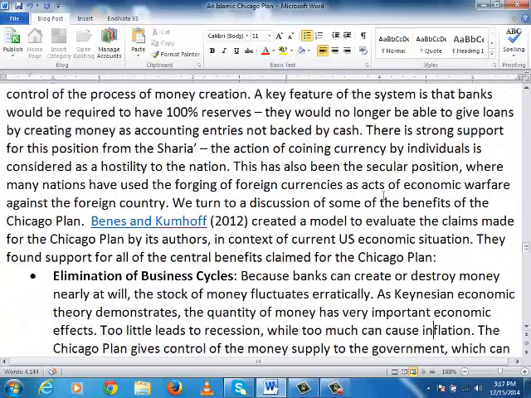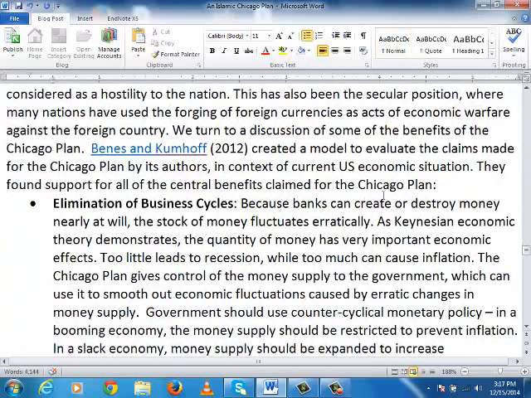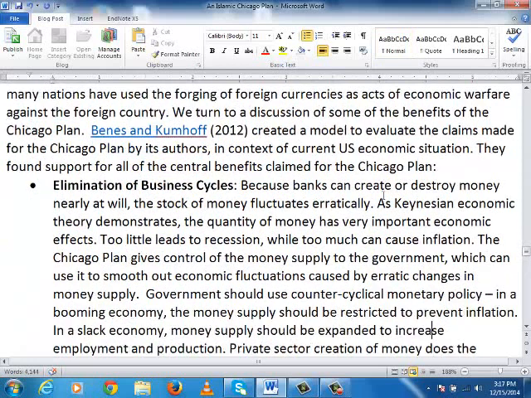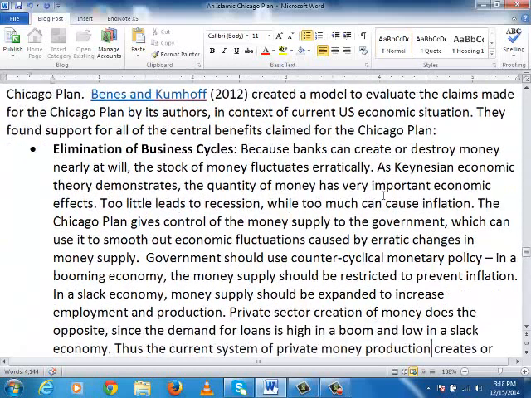All right, so the Chicago plan was to prevent the private creation of money, which leads to all of these problems. And there is an article by IMF authors who say about the Chicago plan that it will have many benefits.